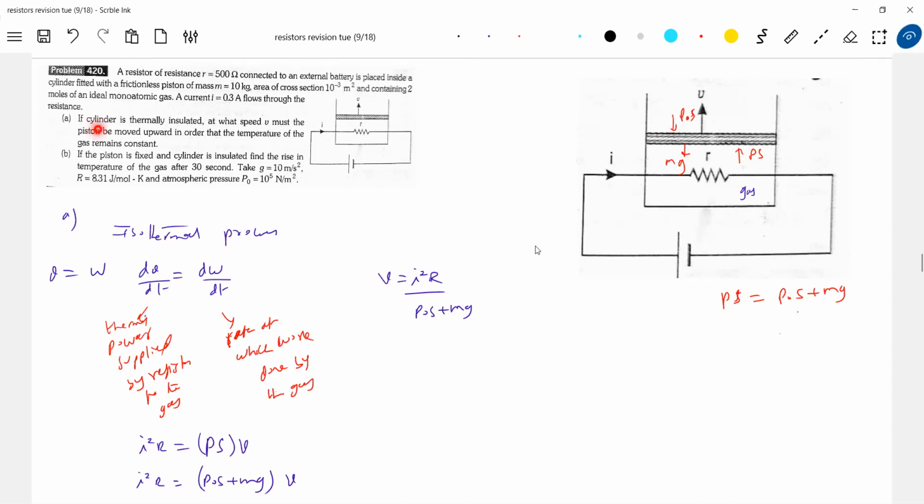If the cylinder is pulled by an external agent, the force will also be changing. Wait, let me read. At what speed V must the piston be moved upward in order that... okay, I'll do one thing. I'll bring some external force.